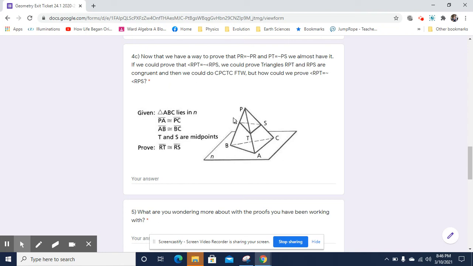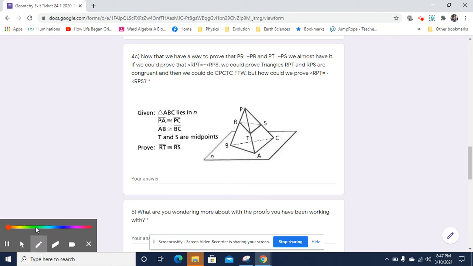If we could prove angle RPT was congruent to angle RPS, then we would have side angle side. We could prove that triangle RPT and triangle RPS are congruent, and then RT and RS are congruent by CPCTC. So how could we prove that angle RPT and RPS are congruent? Well, the neat thing is they're also the top angles of PBA and PBC.